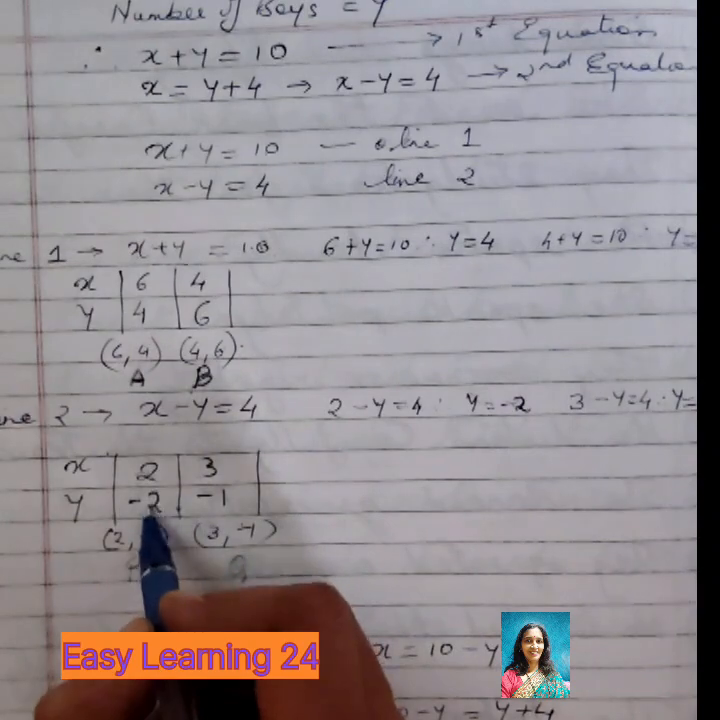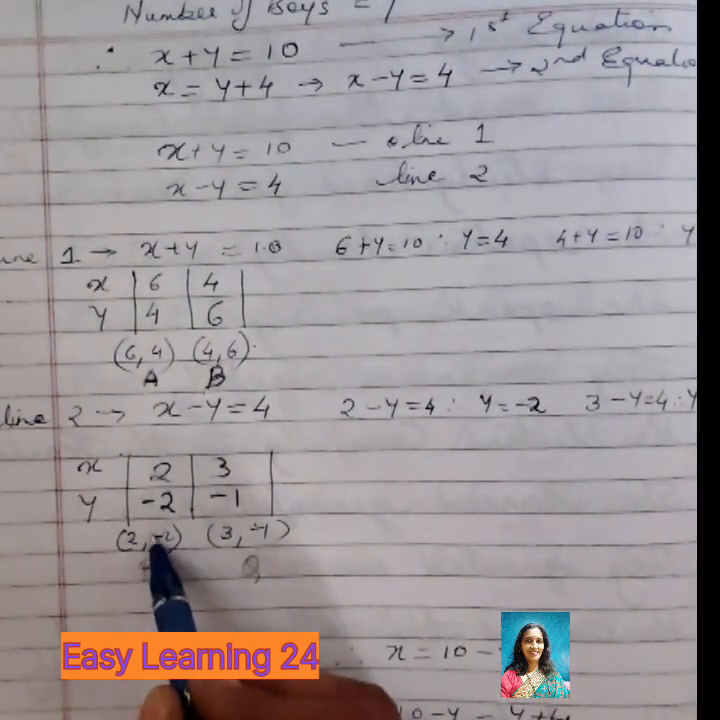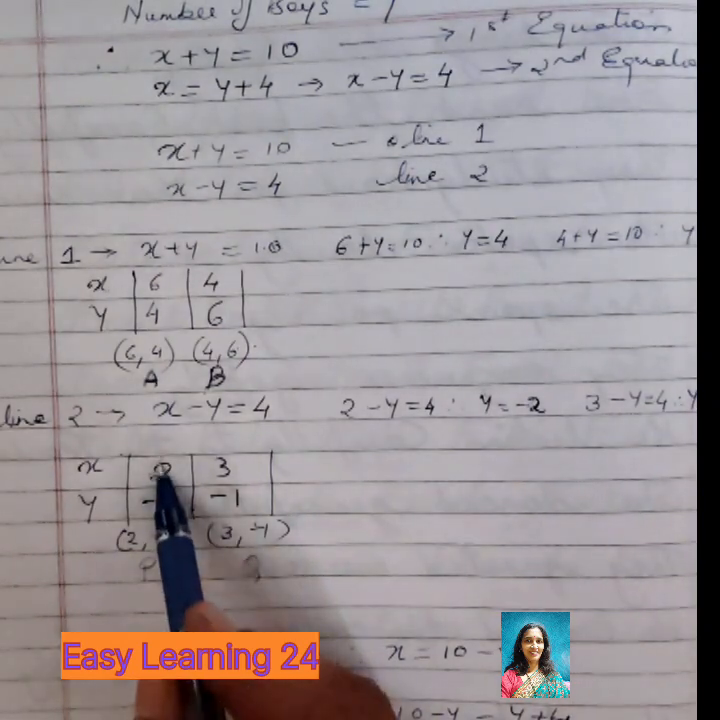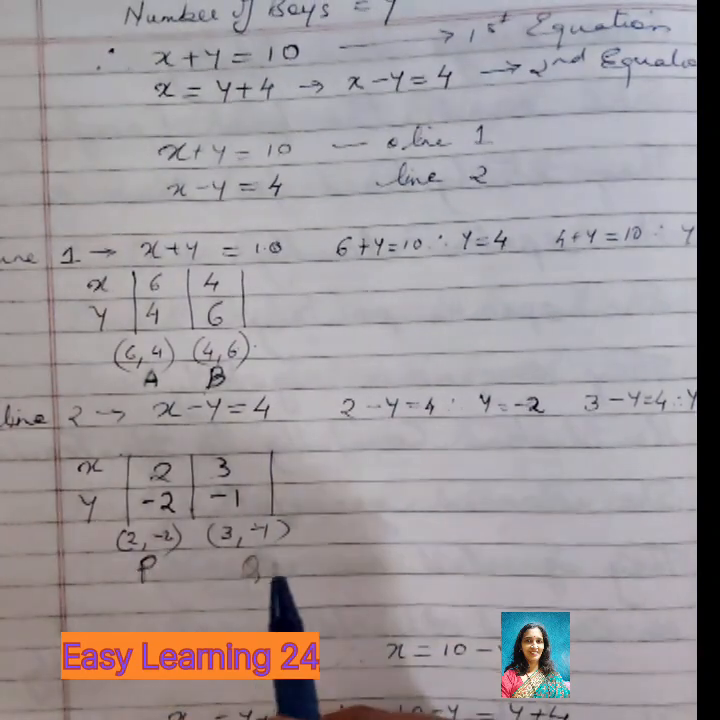So we are going to put over here minus 2. Okay. So this point will be 2 and minus 2: 2 on the x-axis and minus 2 on the y-axis. We'll name this as P.